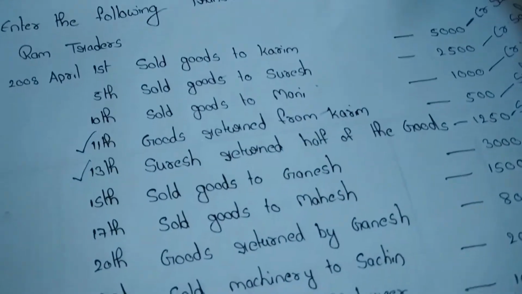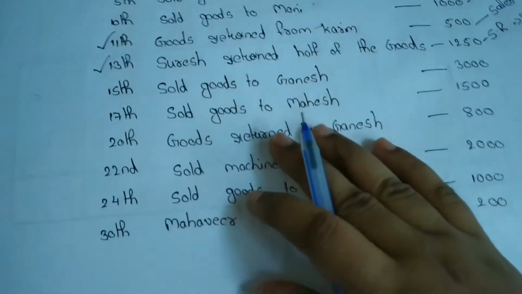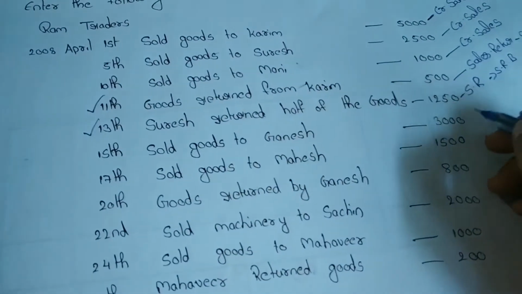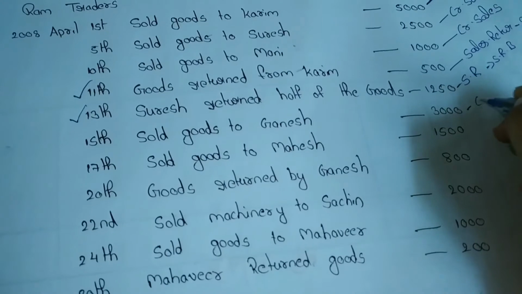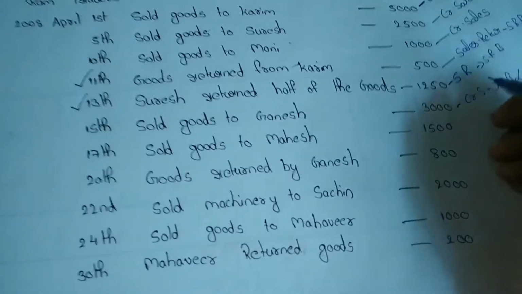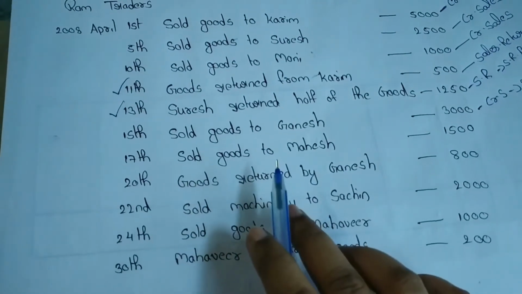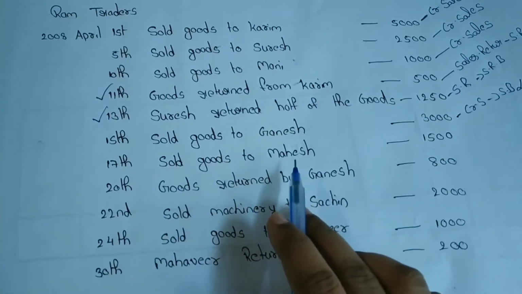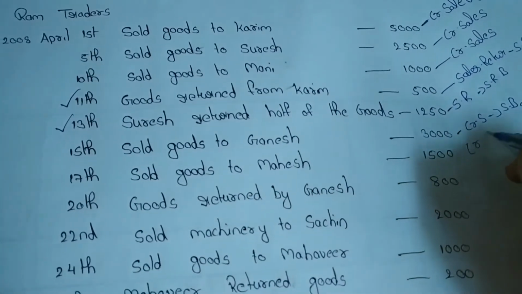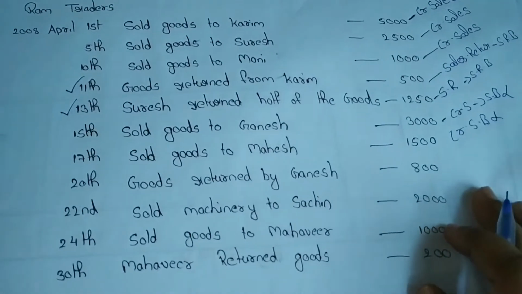Next, on 15th, sold goods to Ganesh. Ganesh is a customer to our business and we sold goods to Ganesh for amount 3000. So it is a credit sale. It comes under the sales book, so it was not recorded in the sales returns book. Next, on 17th, sold goods to Mahesh. Mahesh is the customer, right? So it was a credit sale. It is recorded in the sales book, so it was not recorded in the sales returns book.